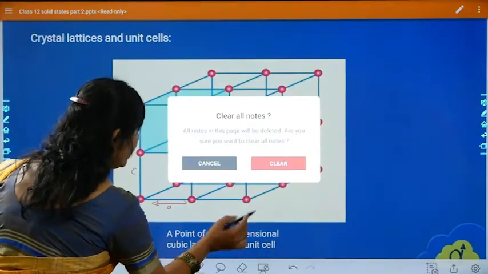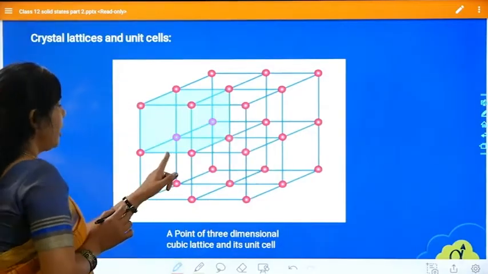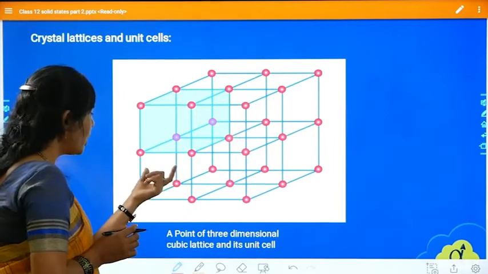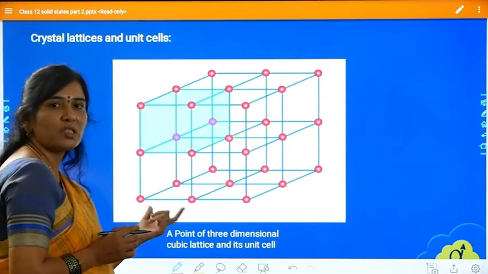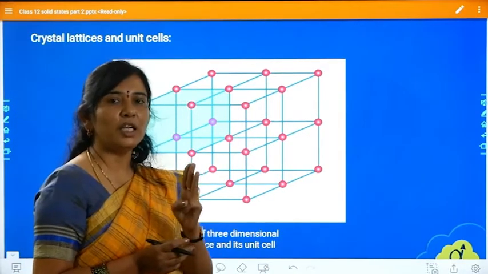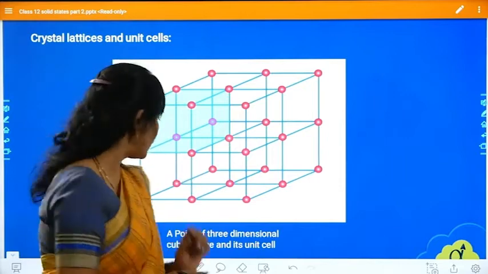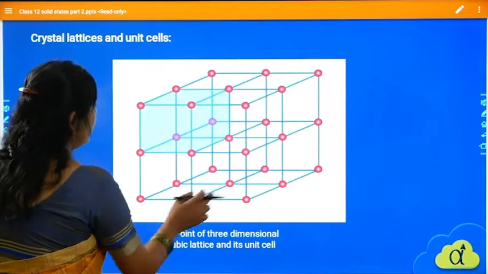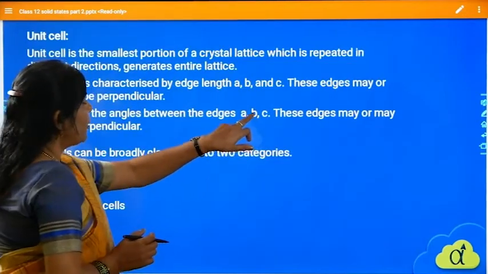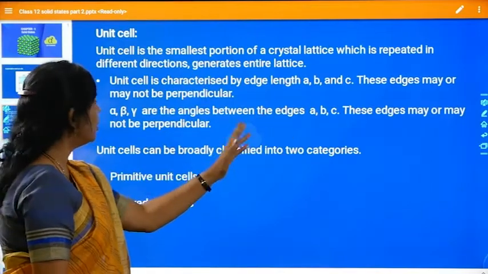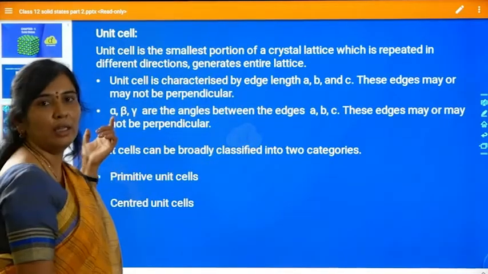So here the unit cell can be characterized by edge lengths. What are those edge lengths? A, B, C. Why are we considering only three? Because it is arranged in a three-dimensional network structure. Similarly here, apart from the edge length or axial length, the unit cell can also be characterized by angles.